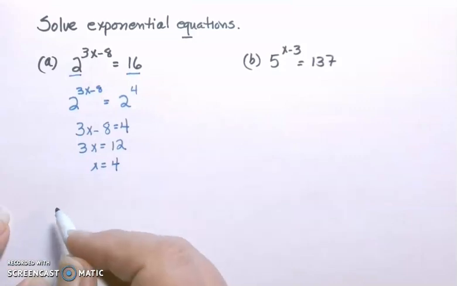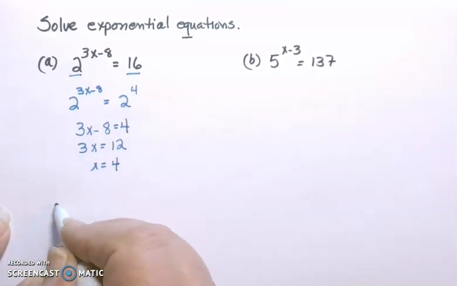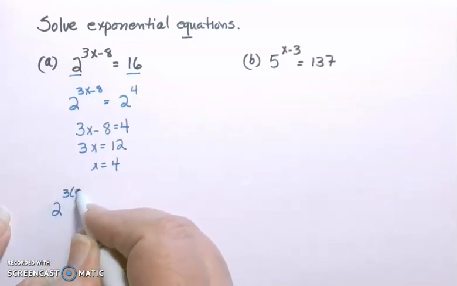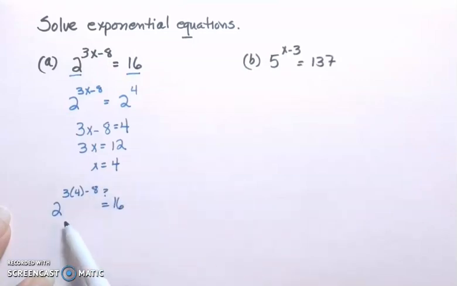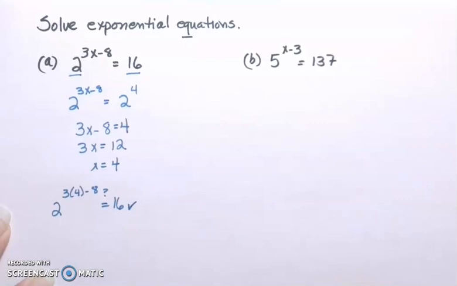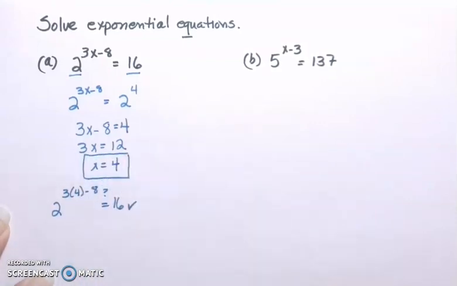We can check our solution by substituting it back into the original exponential equation. And is it true that 2 raised to the 3 times 4 minus 8 power is equal to 16? Well, that is 2 raised to the 12 minus 8, which is 4. That is 2 to the 4th. 2 times 2 is 4 times 2 is 8 times 2 is 16. So this is true. We know that our solution, x equals 4, is correct.